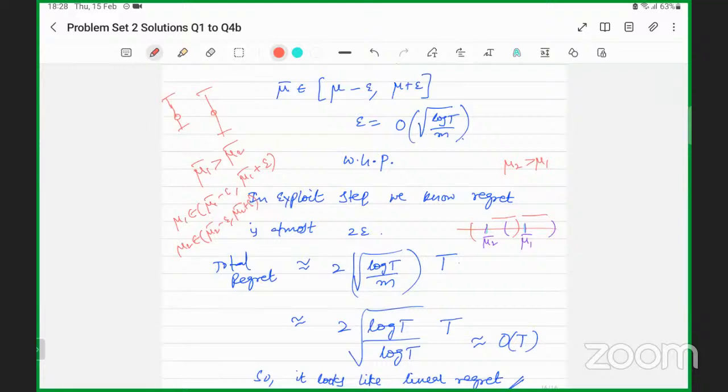Just write it properly: your sample average cannot be more than plus or minus epsilon from your true arm mean. If this is happening, then we can say that the actual difference between the true means will be less than 2 epsilon. You can make that argument by just using these three.